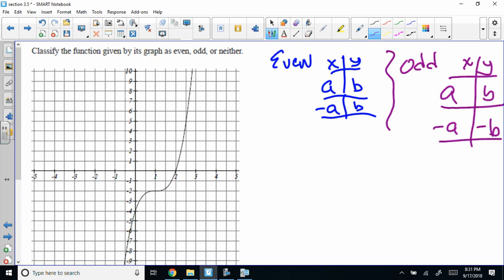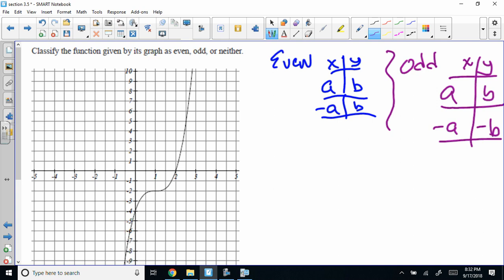Now, let's look at the criteria for it to be odd. An x value and its opposite has to give you the same outputs, but different signs. So it'd be kind of like a first and third, second and fourth quadrant thing. You know what I'm saying? Does that make sense? No? Positive on output has to be a negative, right? Positive, positive, negative, negative, right? Yeah.